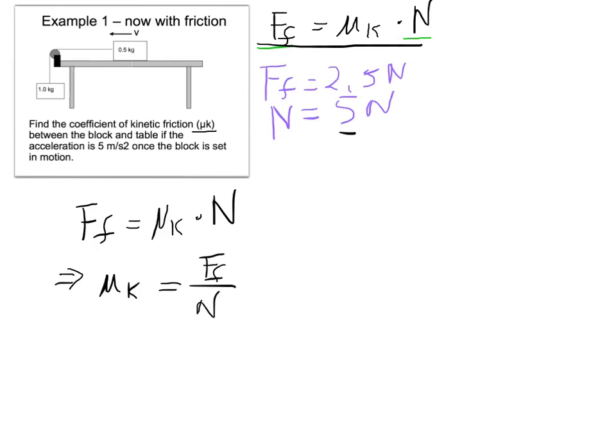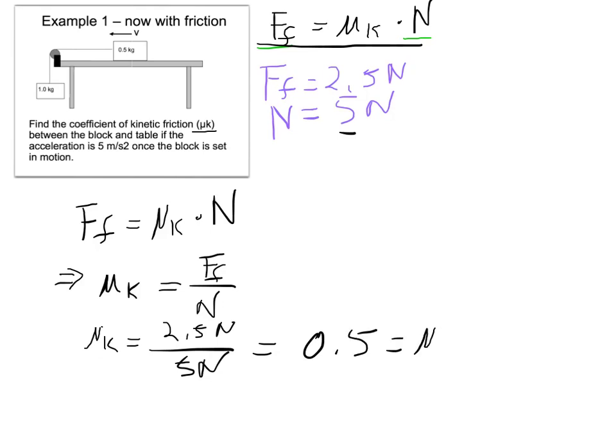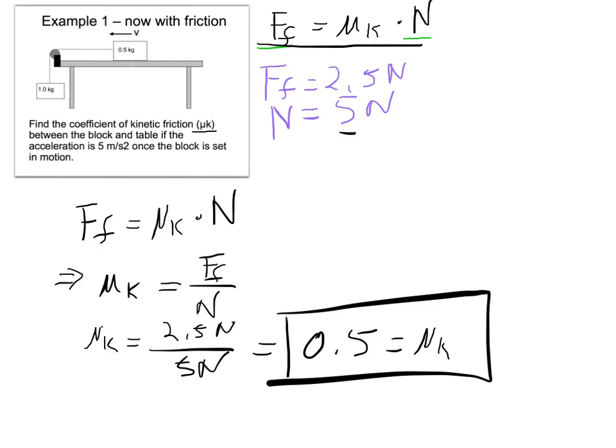Okay, now let's plug in numbers. Mu k equals 2.5 newtons over 5 newtons equals 0.5, and that's mu k. There are no units on a coefficient. We have found the coefficient of kinetic friction.